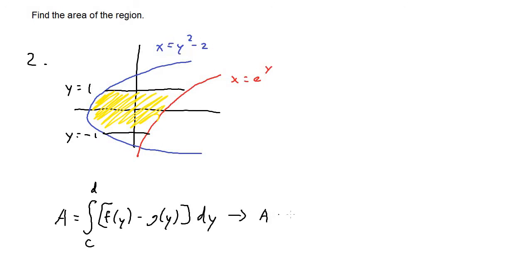So the area equals the integral. Now our bottom y bound is negative 1, our top y bound is 1, because this is the area we're looking for, the area shaded in yellow. So we're going from the integral from negative 1 to 1 of the right curve put in terms of y, that's going to be e to the y, minus the left curve put in terms of y, so minus y squared minus 2, and then times dy.